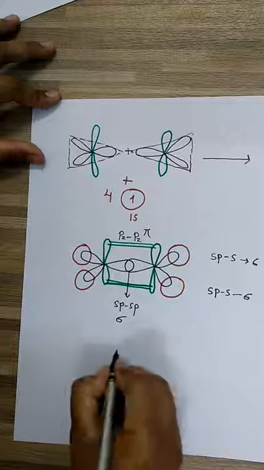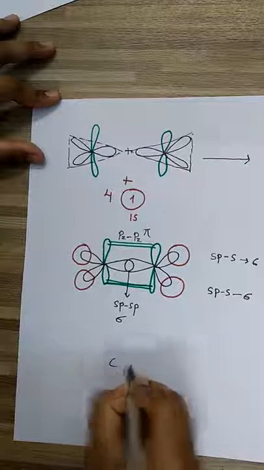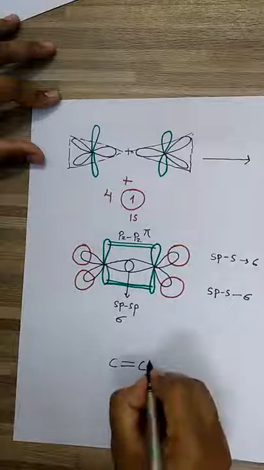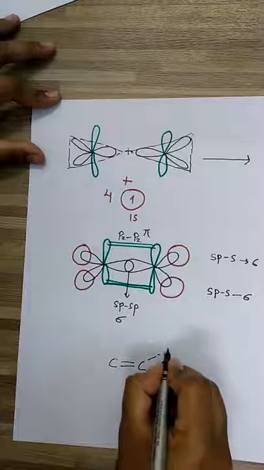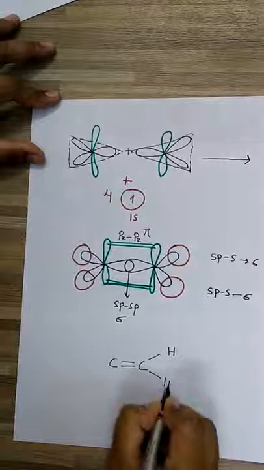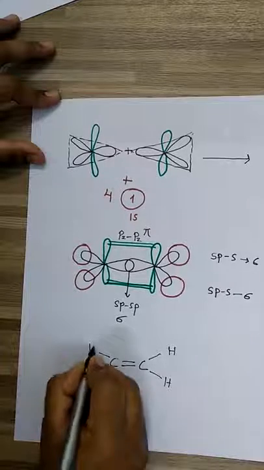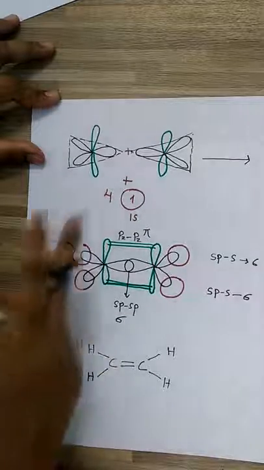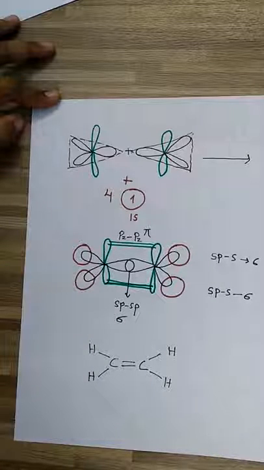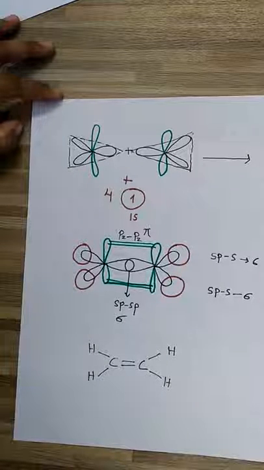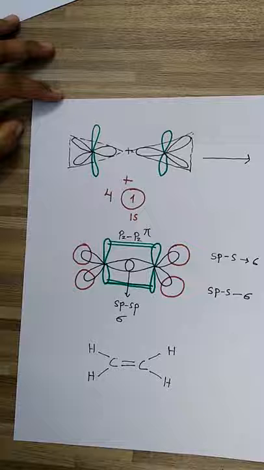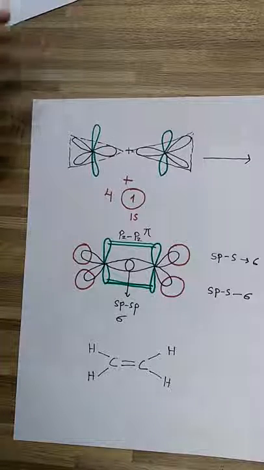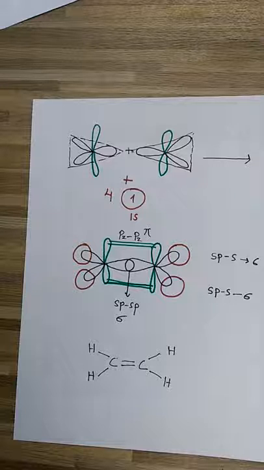So we know that in case of ethene, we have a double bond between the carbon atoms, and each carbon is making 2 other bonds with 2 hydrogen atoms like this. So this is how you can explain the geometry as well as the nature of bonding between the atoms in case of ethene. Okay, I hope you all have understood it.